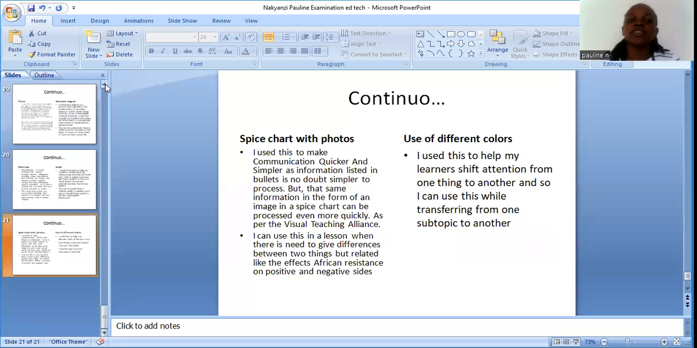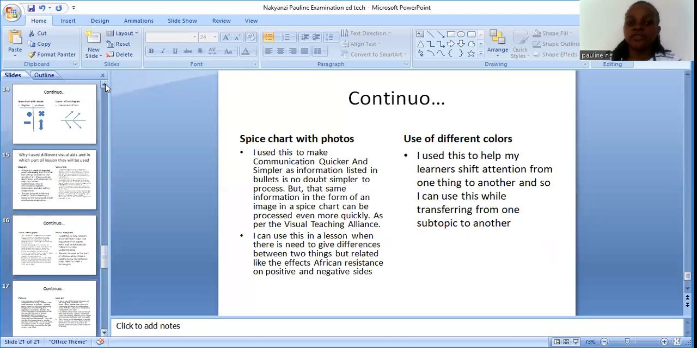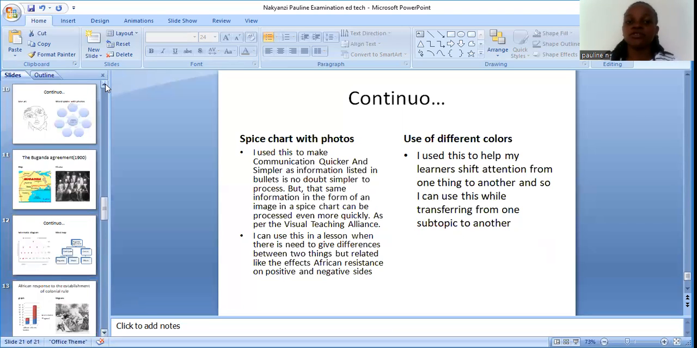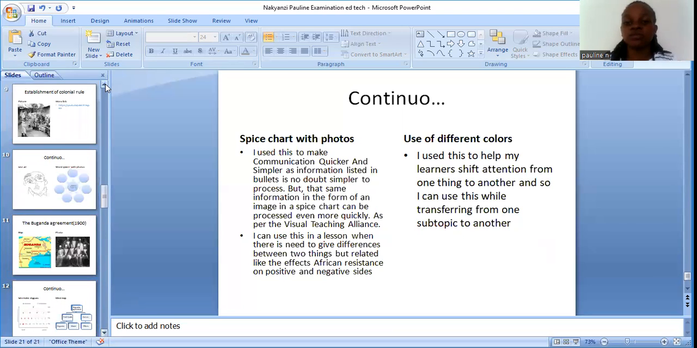Yes, that's all I have to exhibit with my visuals that I'm going to use in my lesson with the topic and the subtopics identified.